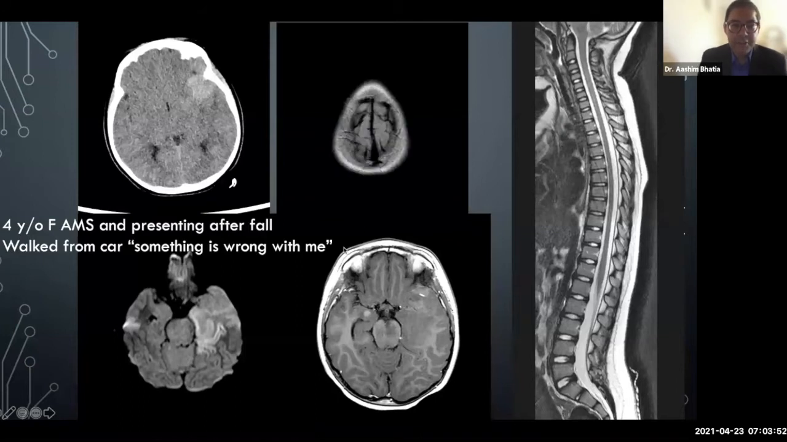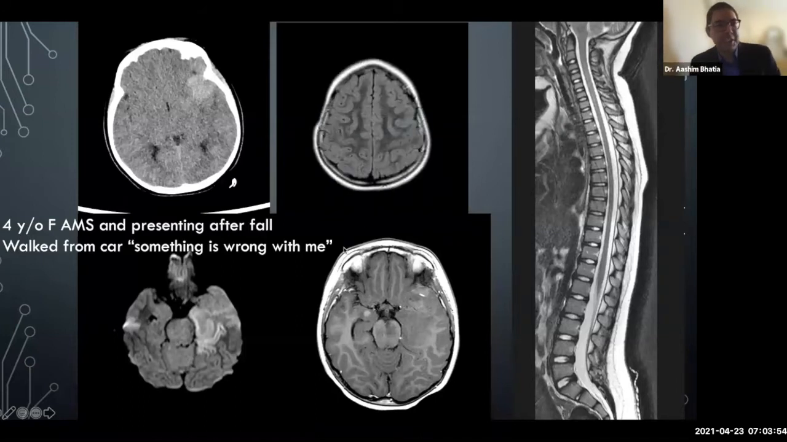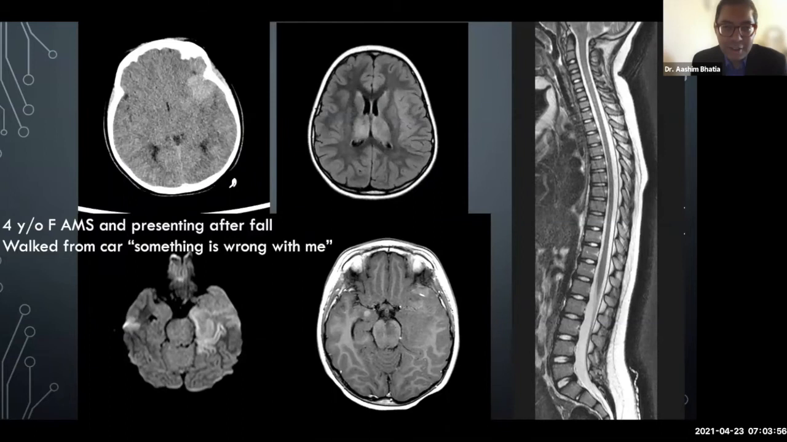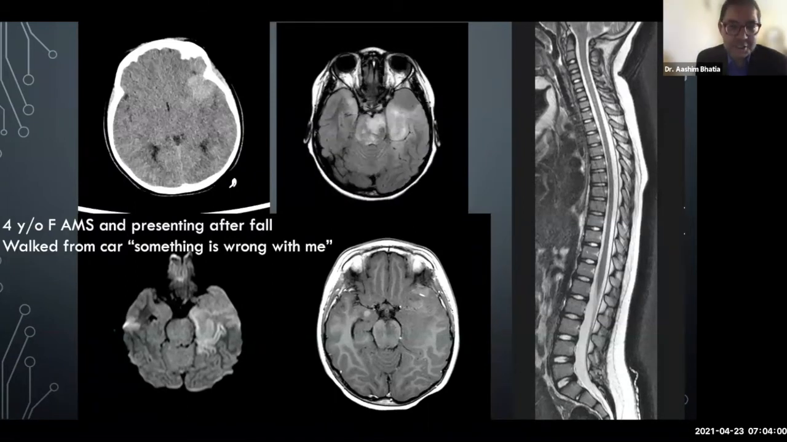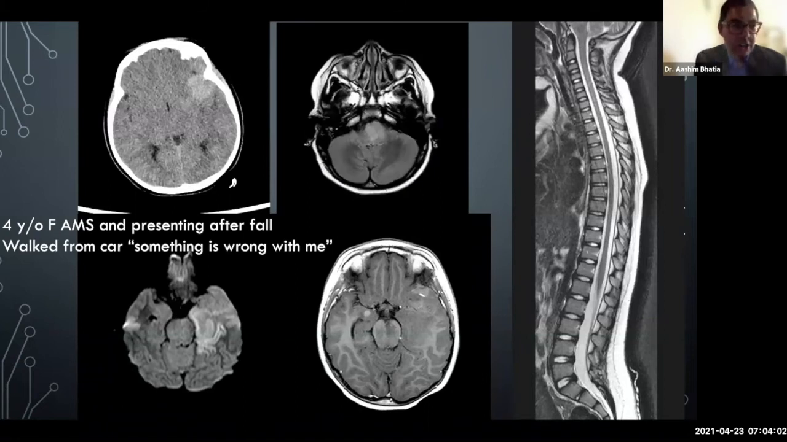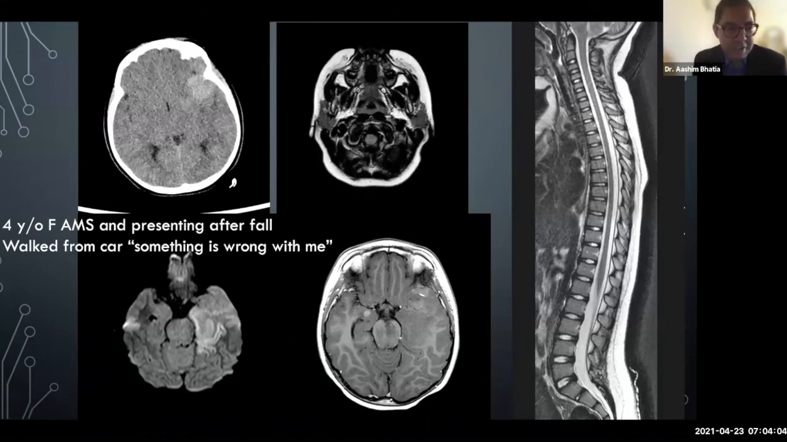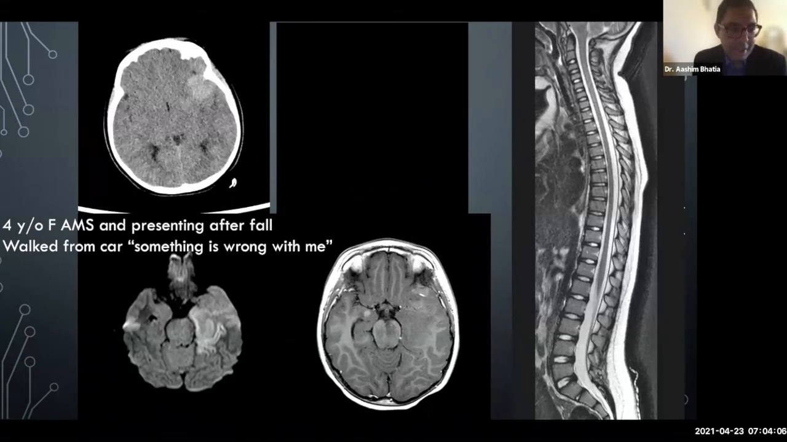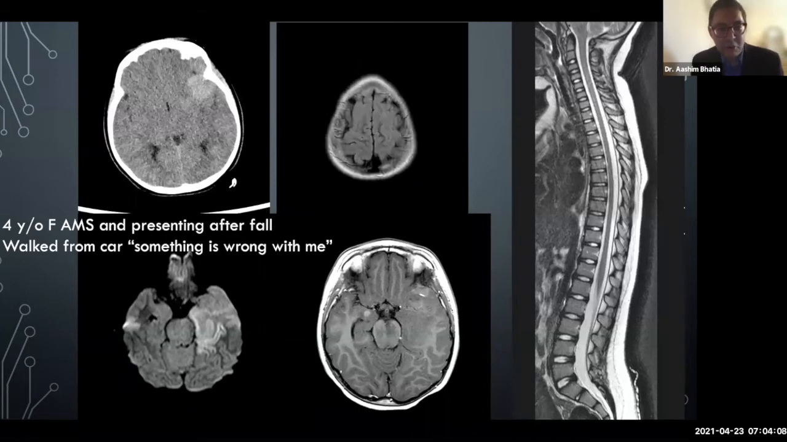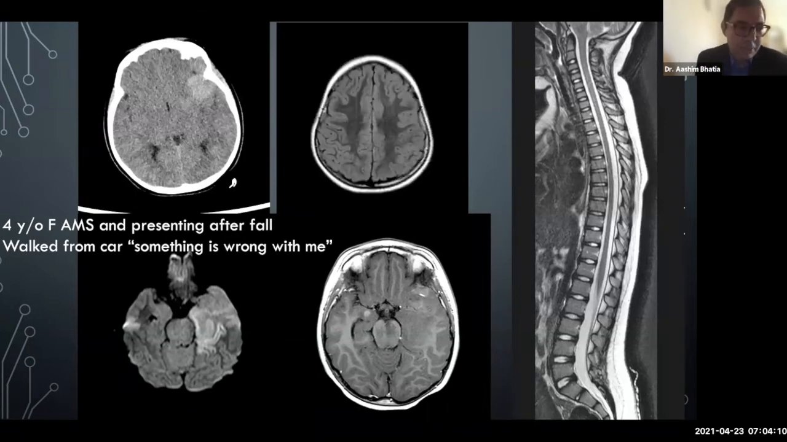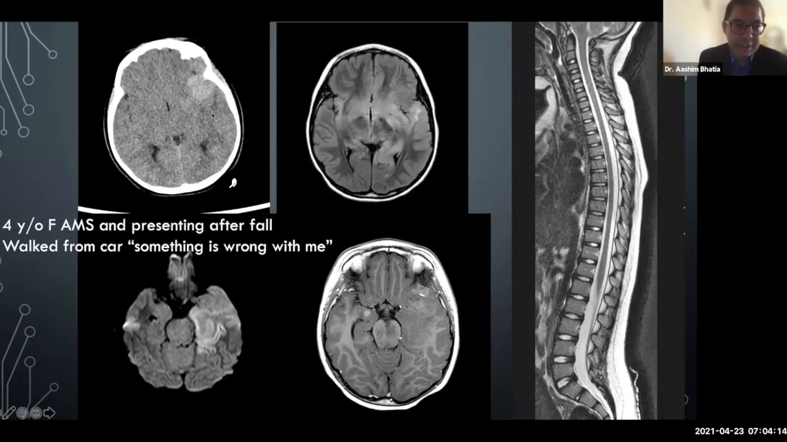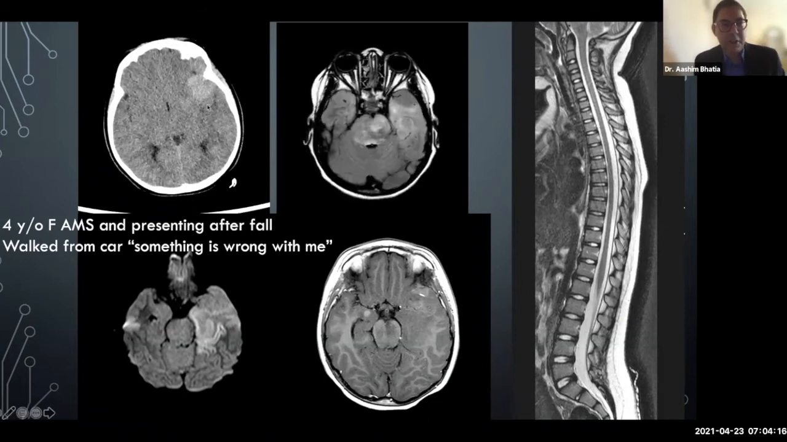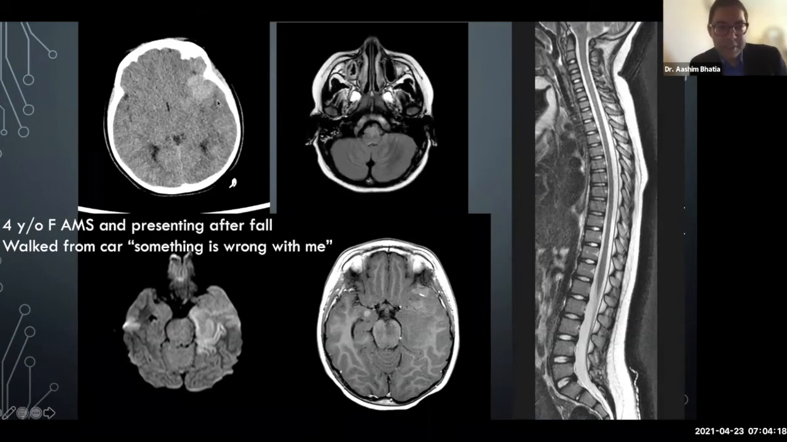But before I get into how great radiology is and how amazing we are, let's also humble ourselves that it can be challenging just to diagnose a tumor. Here's a four-year-old presenting with altered mental status after a fall. The patient actually said to her mother, something is wrong with me. This is a case that I had at the workstation. A neurosurgeon called me early in the morning and asked, what do you think about this case?